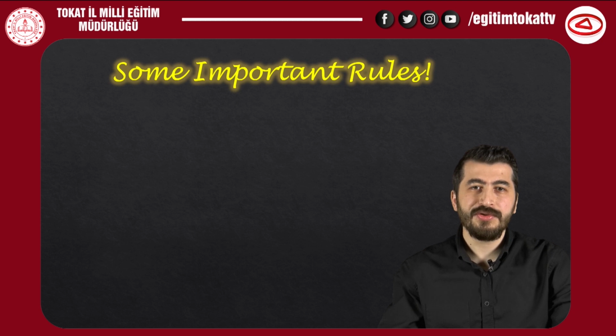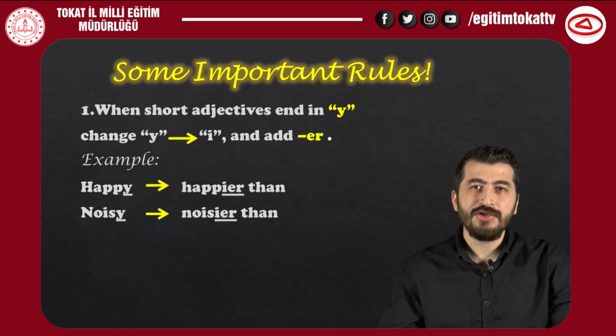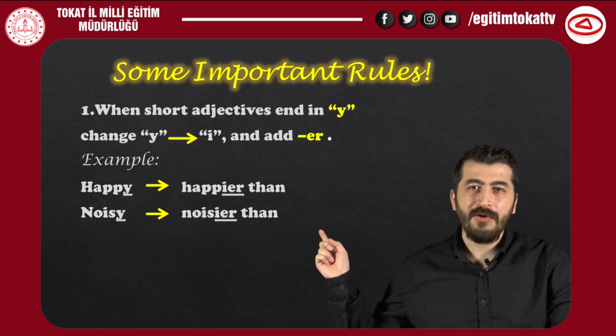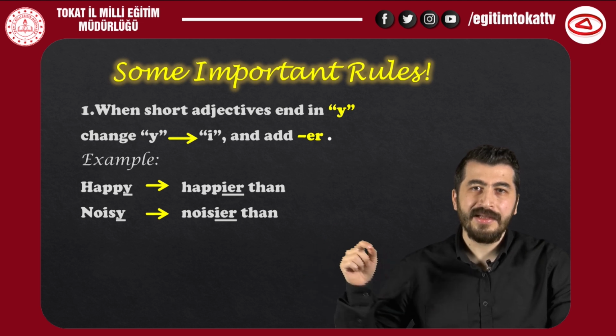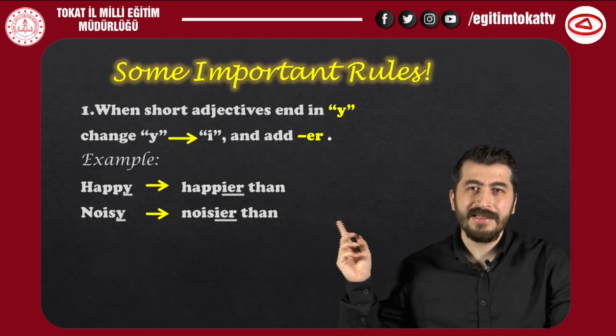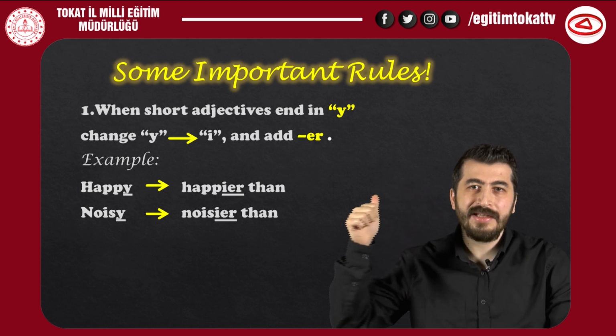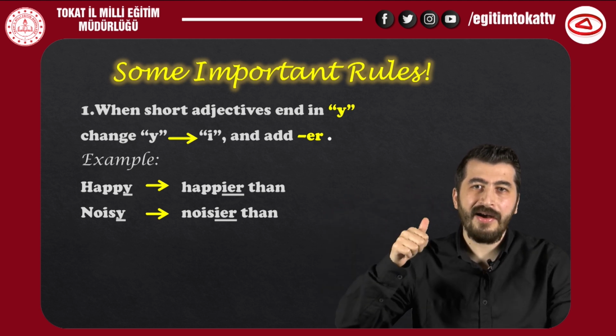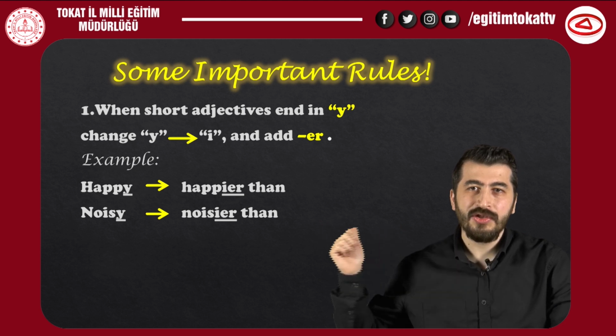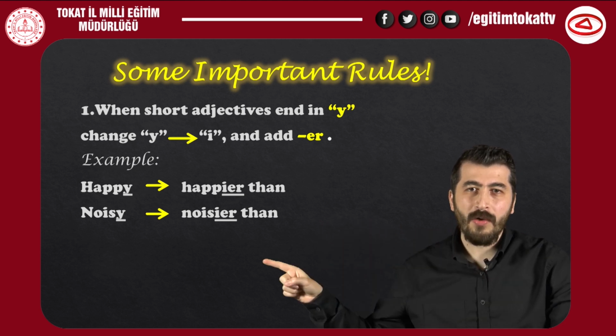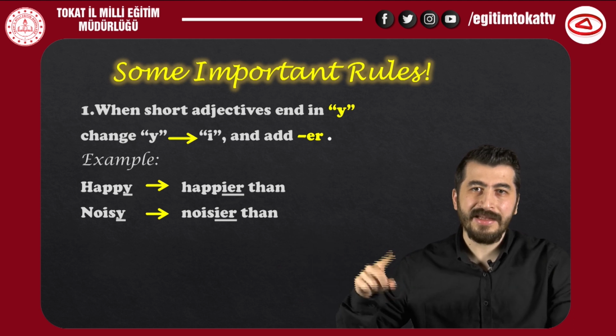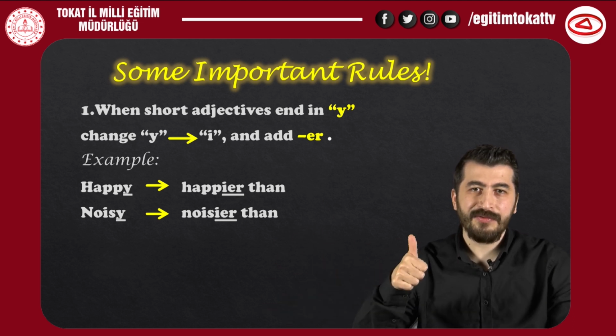Some important rules we have. First one, when short adjectives end in y, change y to i and add er. Happy, before y we have a consonant, so happier than. We omit y and get i and r. Happier than. Noisy, no y, noisier than. Don't forget the first rule.